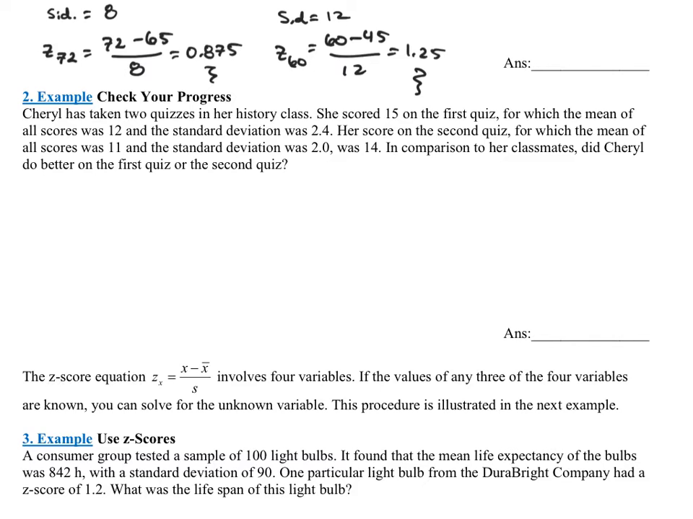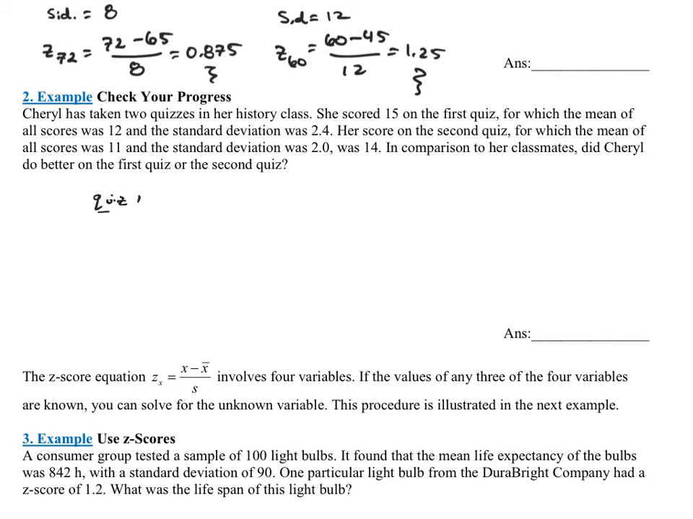So doing better means we want to be further to the right. We want more people below us. So again, we're looking for the higher of the z-scores. What we're going to do here is calculate the z-score for both of these quizzes, and we're going to pick the one that has the higher z-score. So let's give this a shot.